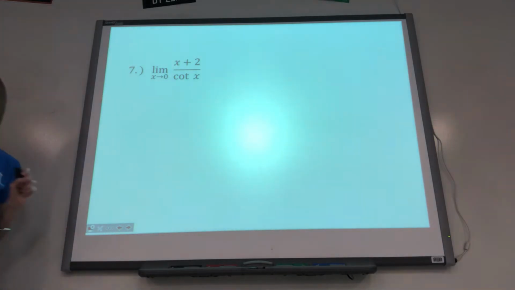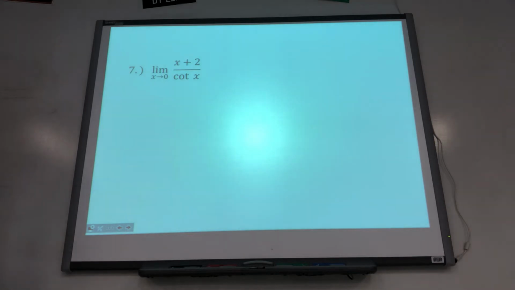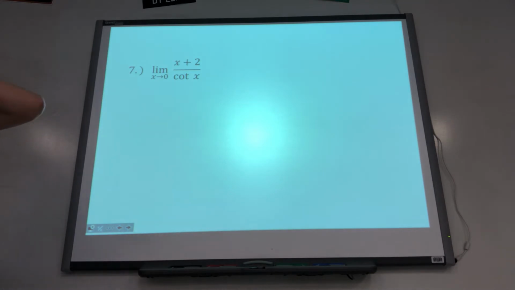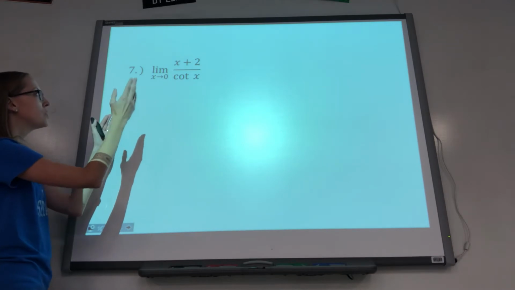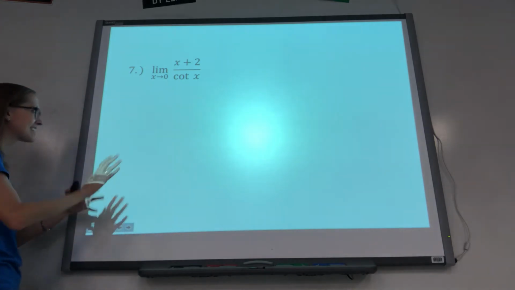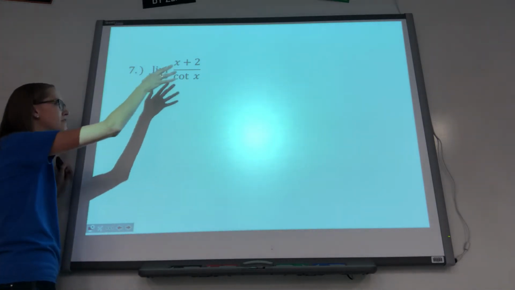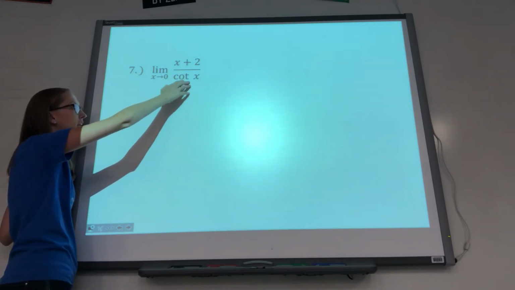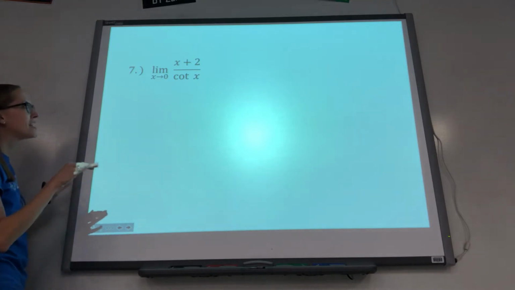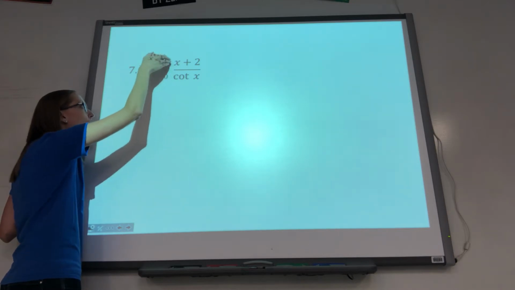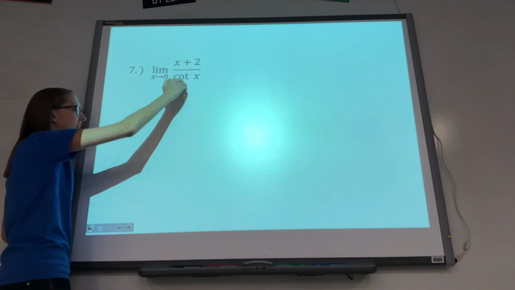Now, you probably could type this into your calculator, but it's a little bit weird with the cotangent on the bottom because you don't have a cotangent button. You'd have to do x plus 2 divided by 1 divided by tangent of x. That gets a little messy because of that reciprocal. So let me show you something else that you could do here to avoid making a mistake when you type this in. I'm thinking about what 1 over cotangent is.